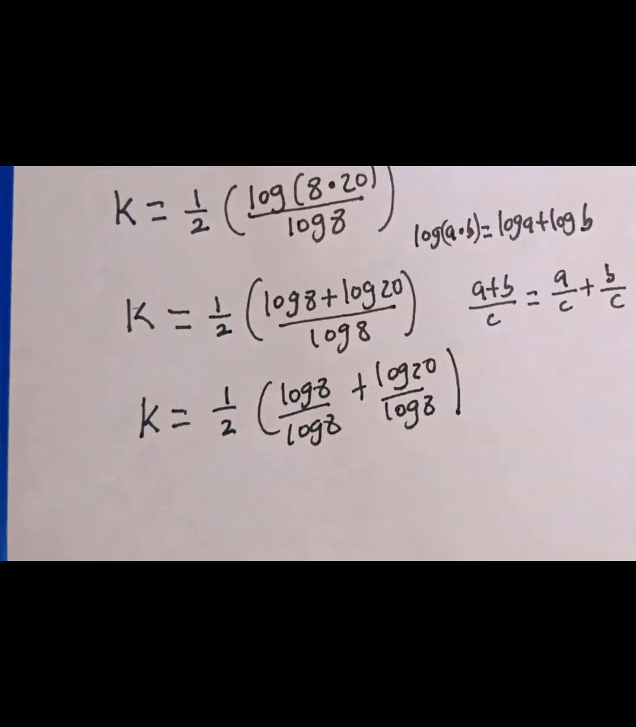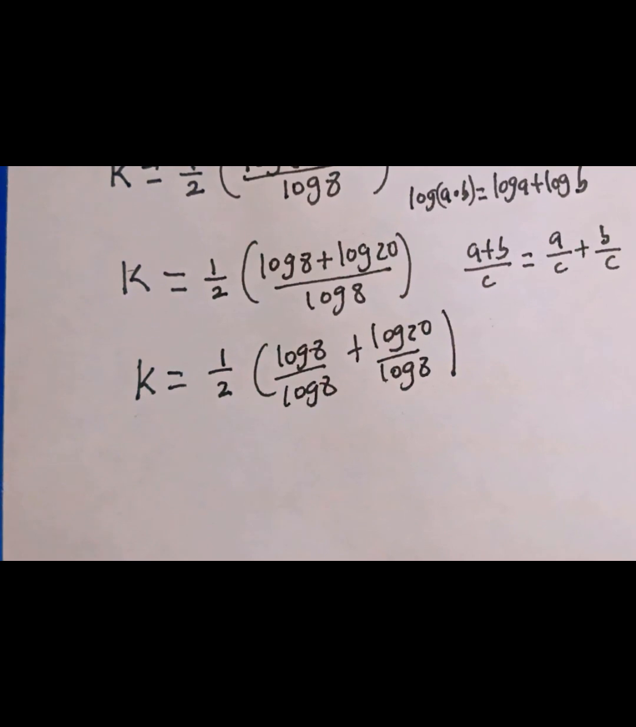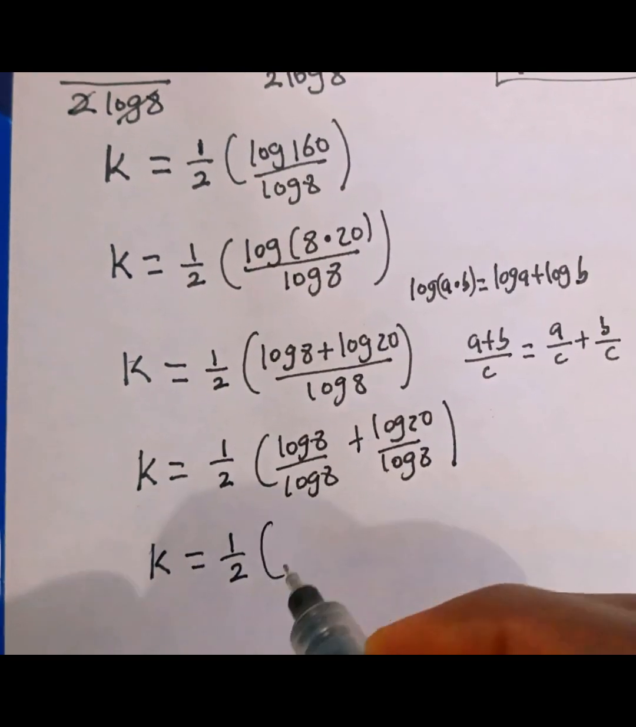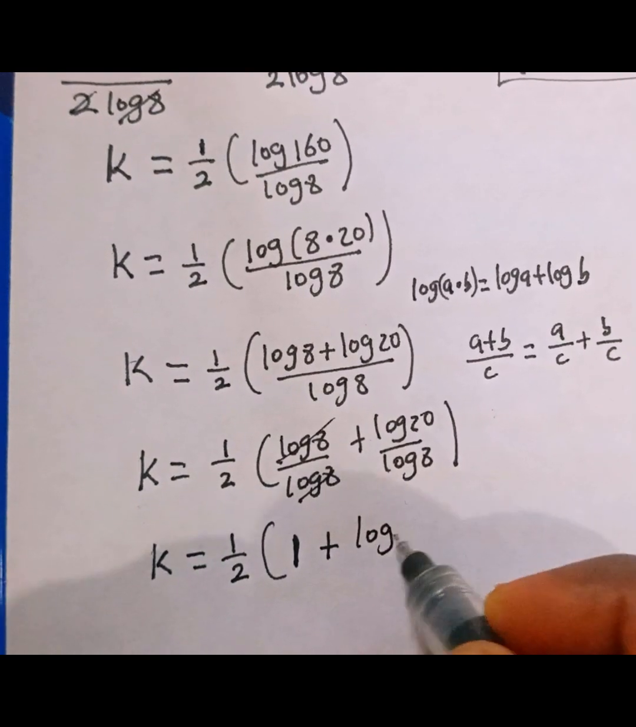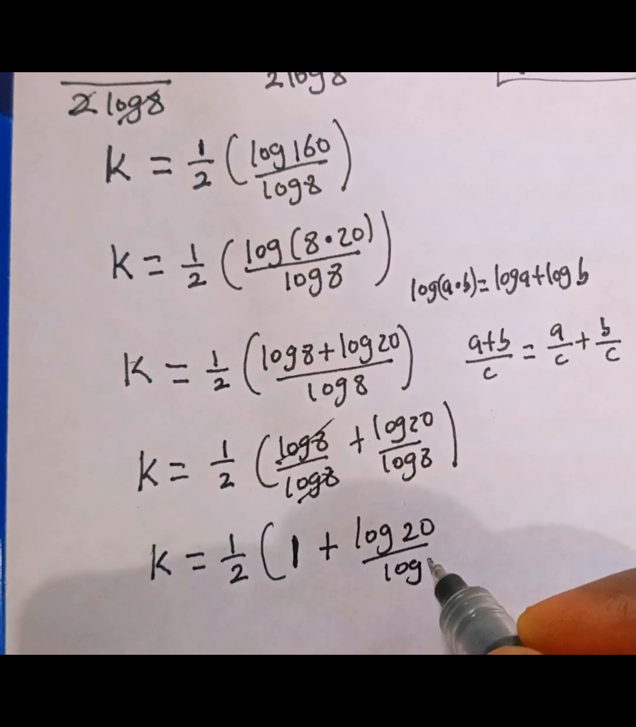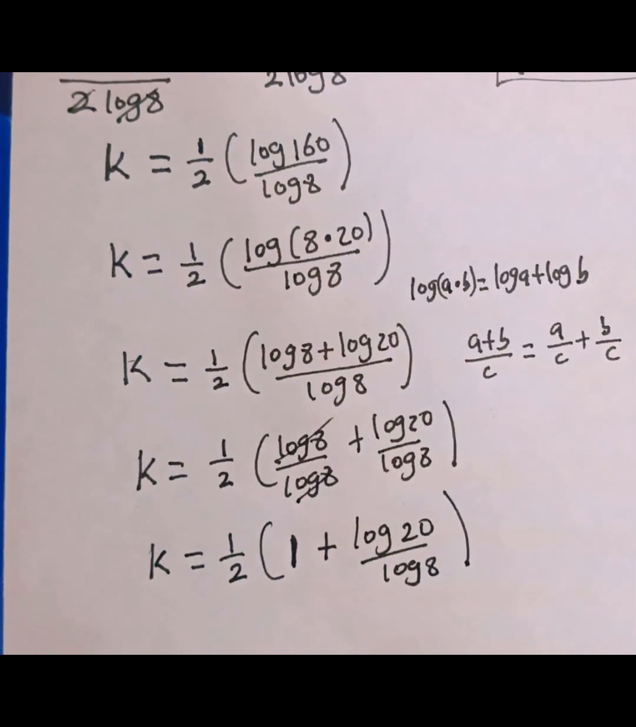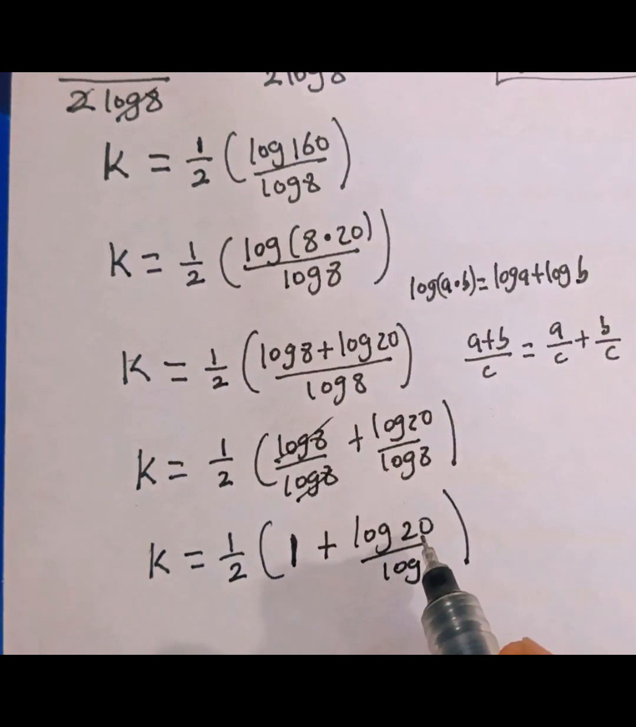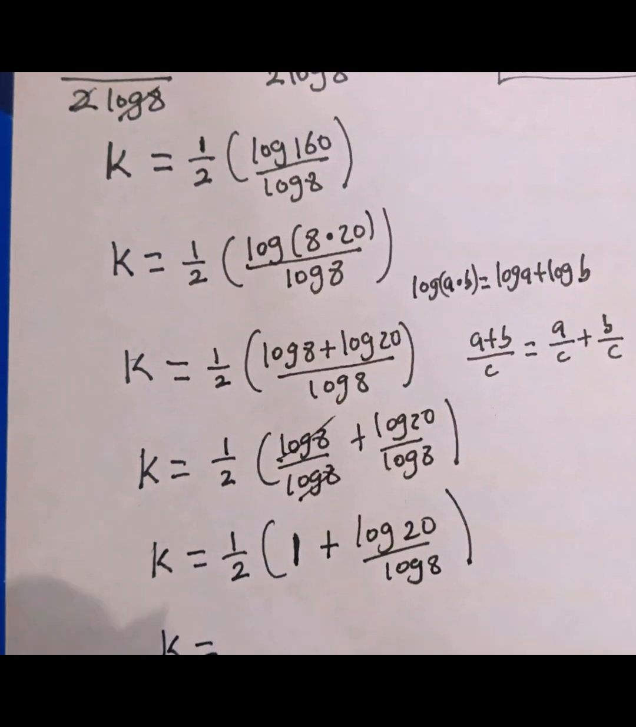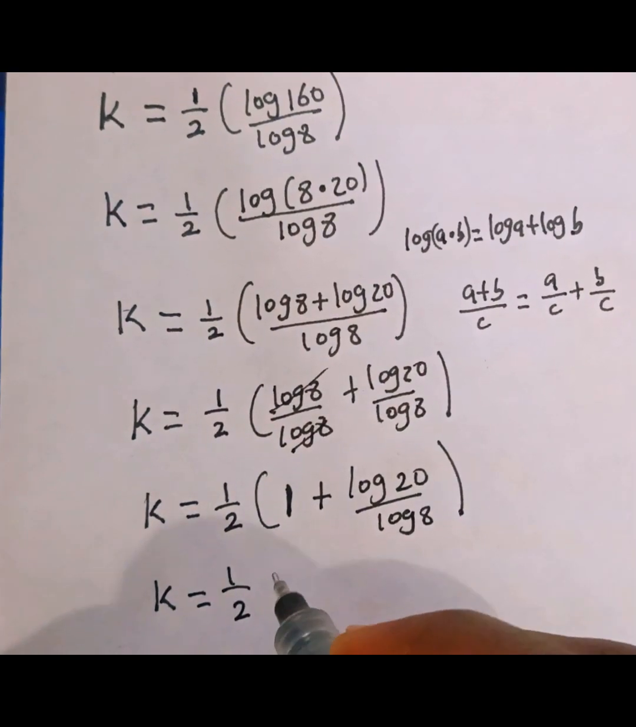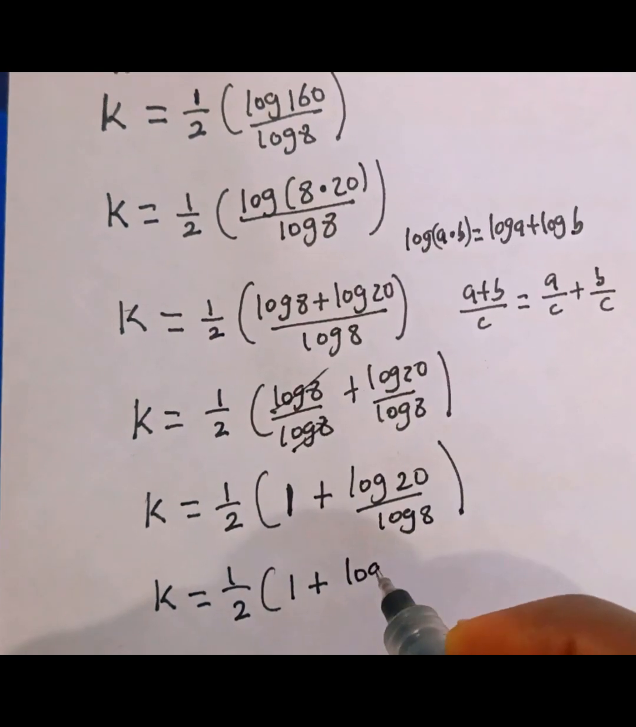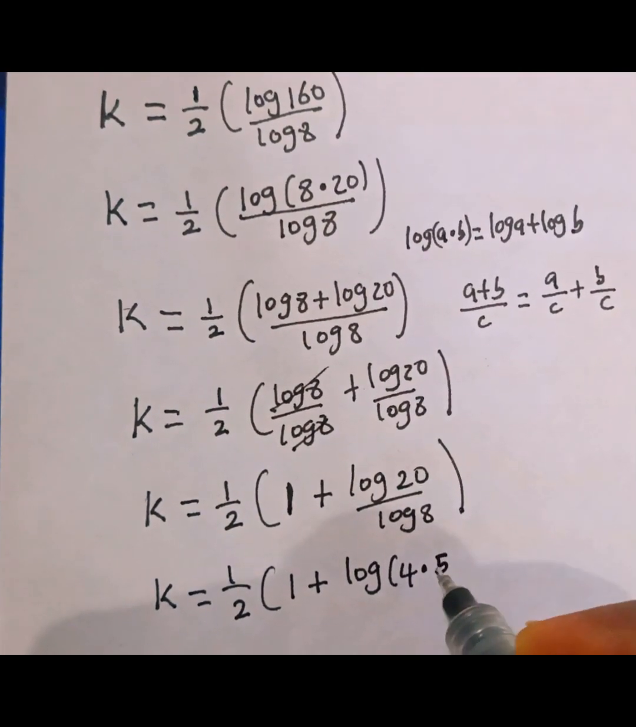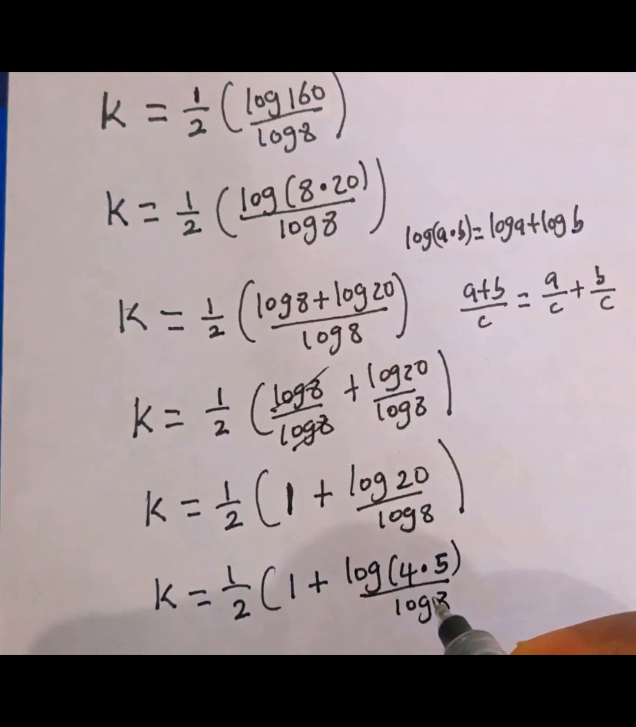So now we are going to simplify further. We have k equal to 1 over 2 into log 8 divided by log 8, which is going to give us 1, then plus log of 20 all over log of 8. Now the next thing we are going to do, this 20 and 8, 20 can also be written as what? 4 multiplied by 5. So we are going to have k equal to 1 over 2, then multiply by what? 1 plus log 20 is going to be the same as log of 4 multiplied by 5 all over log of 8.